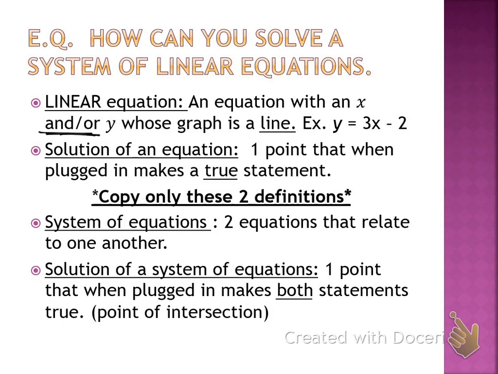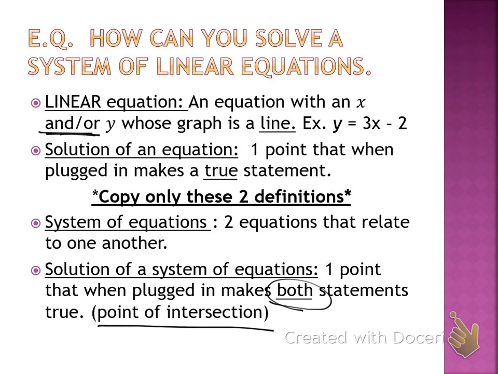Now, a solution of a system. Pay very close attention. Make sure you wrote this down. It's one point that when plugged in makes both statements true. All right, let's say that again. It's a point that when we plug it into both statements, it's very important. If the point does not work in both statements, it's not a solution. It essentially is the point of intersection. When I graph those 2 lines on the same graph paper, the point where they intersect is called the solution of the system. All right?